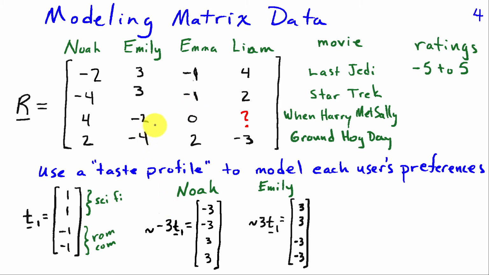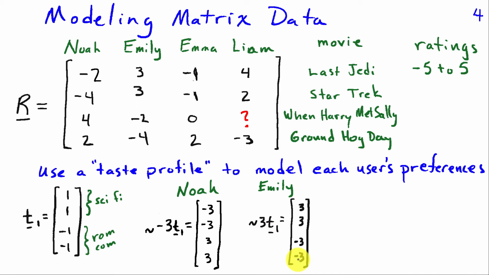On the other hand, we can take Emily: a weight of +3 times this same taste profile will approximate her ratings. So 3 and 3, we capture both of those, and then the -2 and -4 for the 2 romantic comedies gets approximated as -3s.